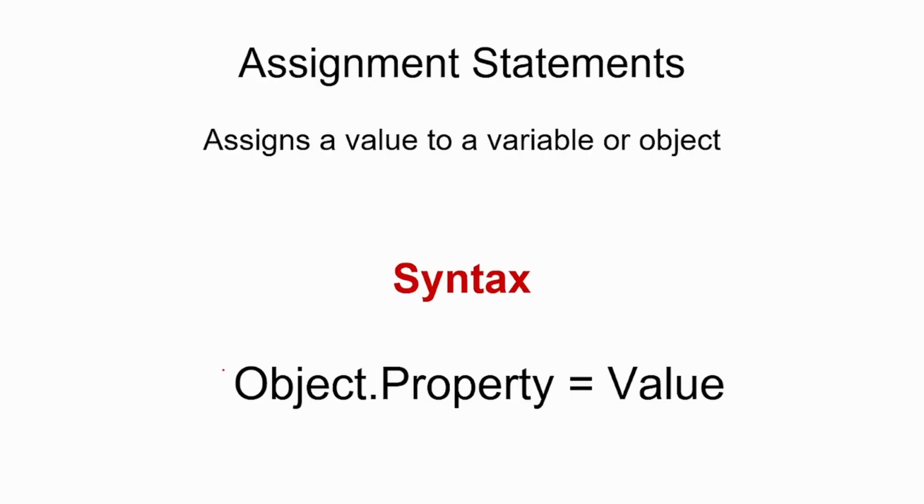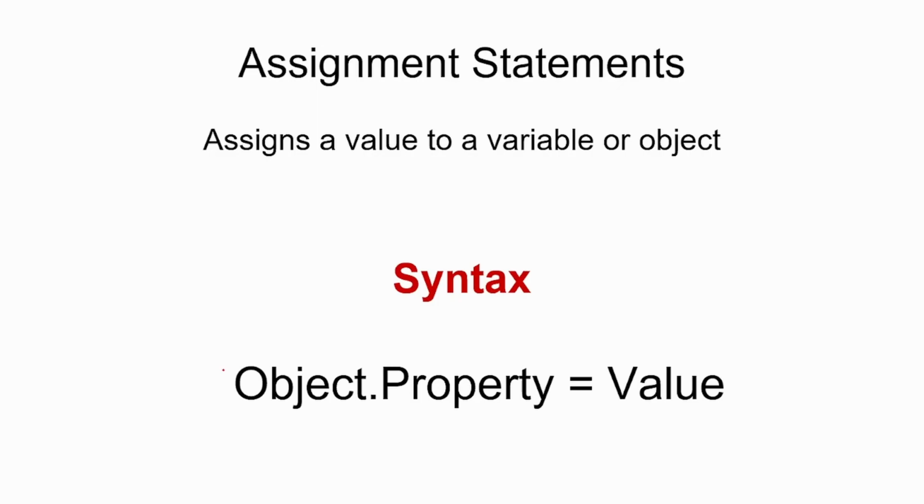So we're going to start off today looking at a concept called assignment statements. Assignment statements are those statements that we use in coding to assign values to variables or objects. And early on in Visual Basic programming, generally that means assigning values to properties of objects.